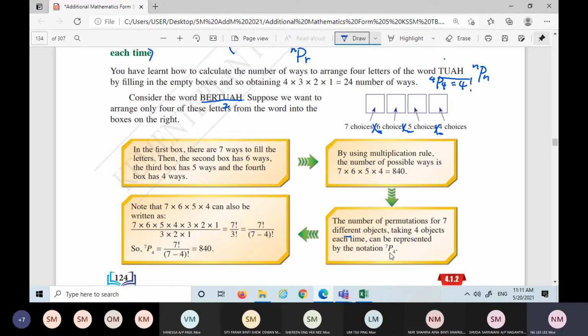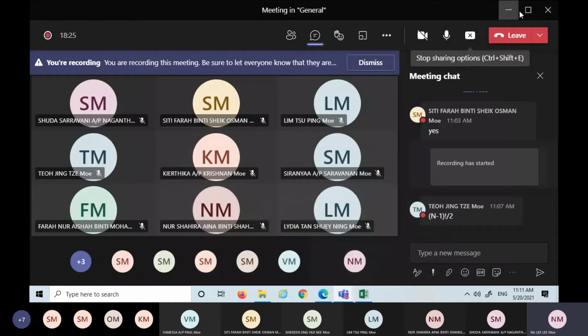The number of permutations of 7 different objects taken 4 objects each time can be represented by the notation 7P4. So just now, if n objects are given and you take r objects at one time, this is nPr. Here there are 7 letters and you only want to take 4 letters, so it's 7P4. If we follow the definition, it is 7 factorial over 7 minus 4, which is 3 factorial. If you want to use a calculator, you can do it in one shot and get 840. Wait for a while, I will show you how to use the calculator.